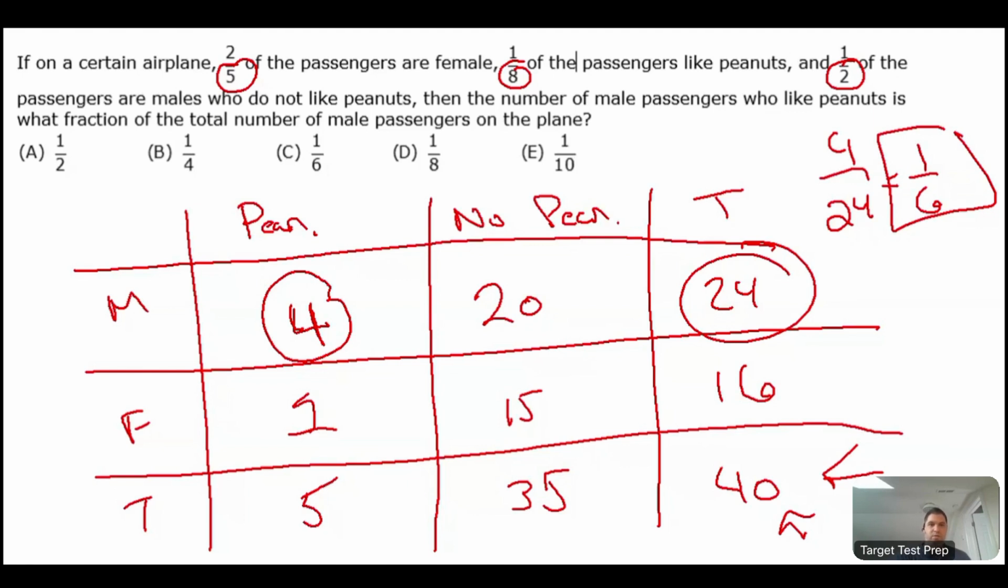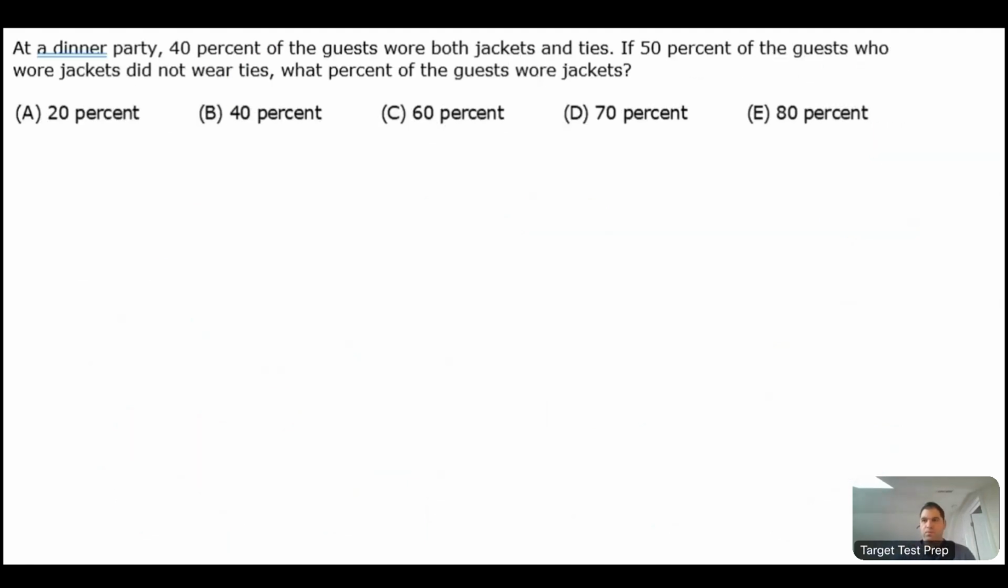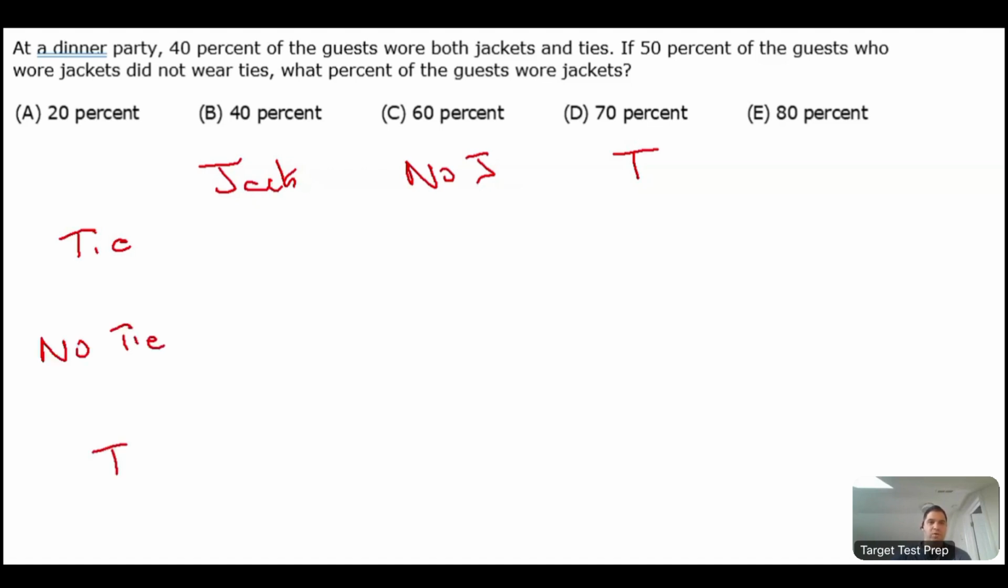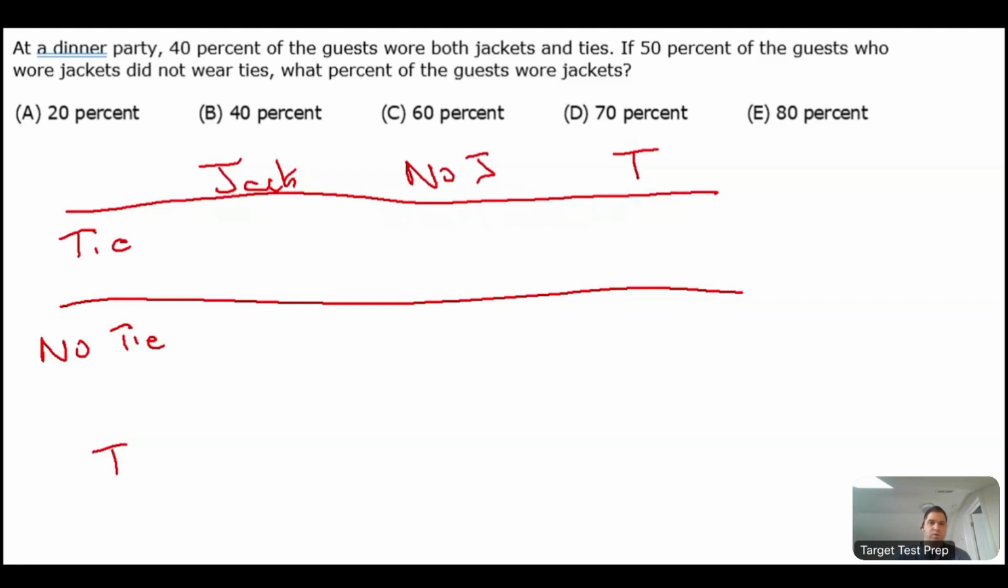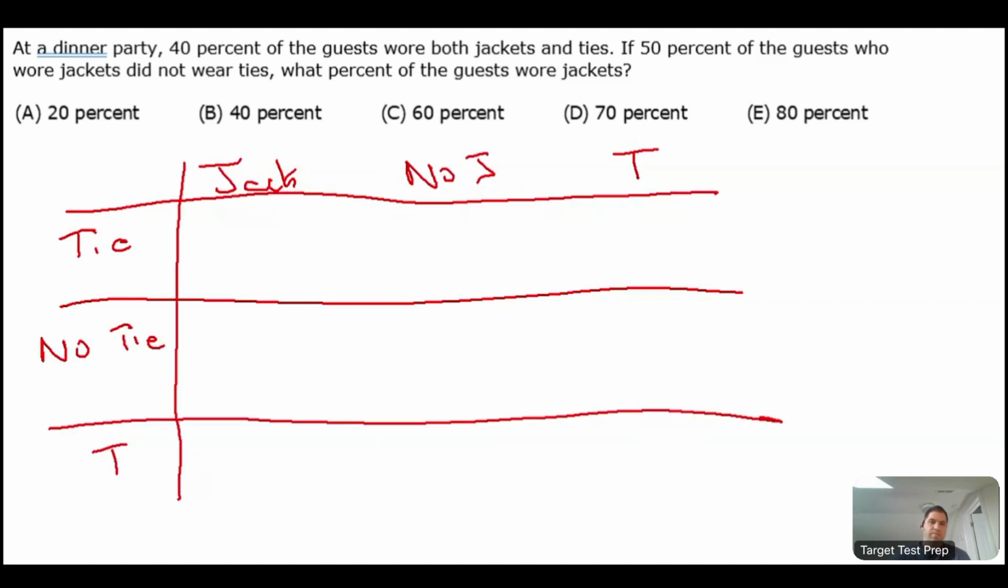I want to get into some algebra now. Take a look at this one here. All right, so I see some correct answers, some not. So this is one where we're going to have to plug in a smart number as well. So we fill it out: jacket, no jacket, total, tie, no tie, total. All right, so we can say 100 is the smart number here.